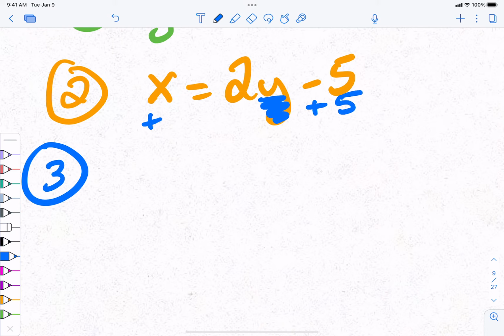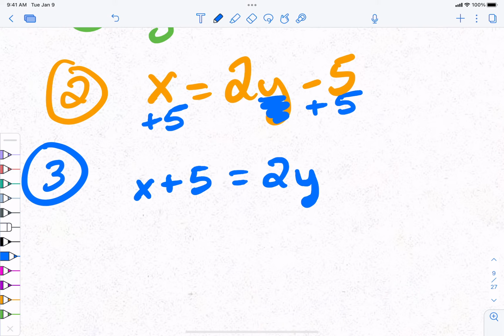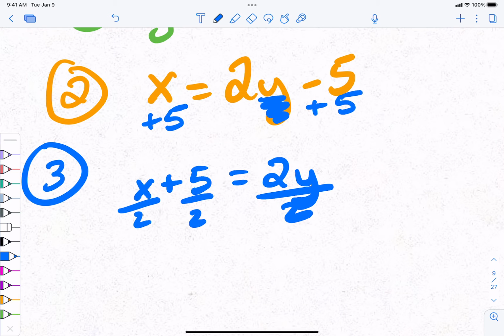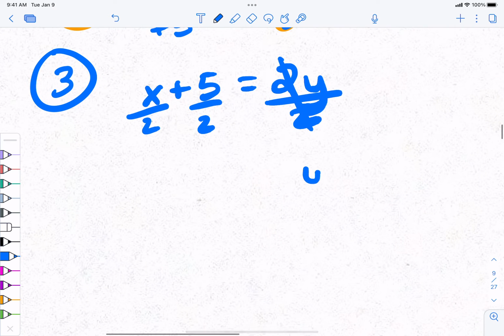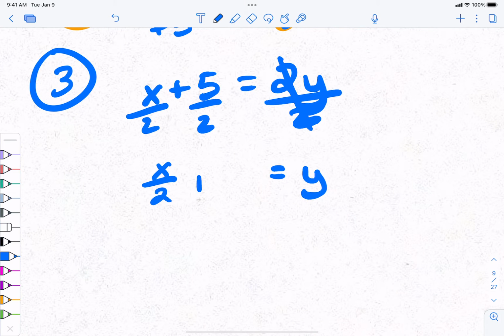So if I add 5, what does that look like? X plus 5 equals 2y. Then what? Divide by 2. I'm going to divide this by 2 and this by 2. When you divide by 2, everything gets divided by 2, all the way across. So I have y equals x over 2 plus 5 over 2. Okay?